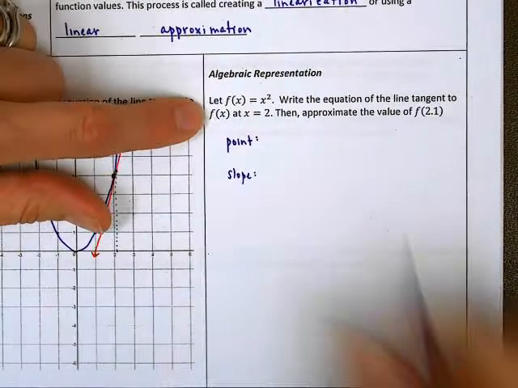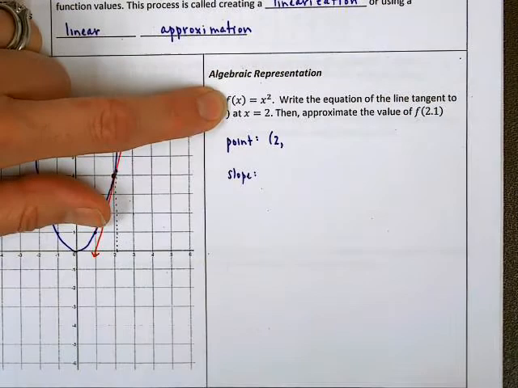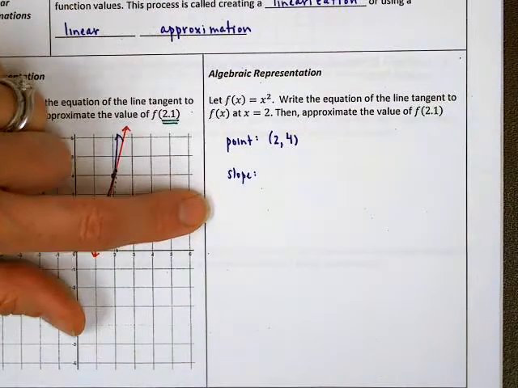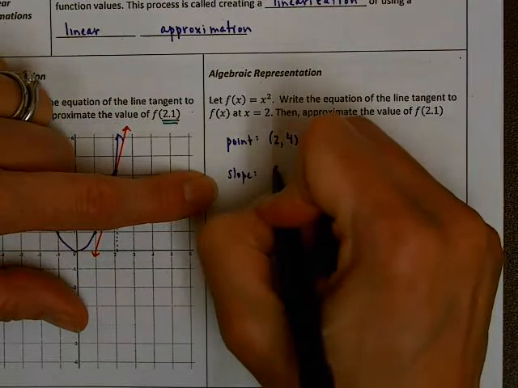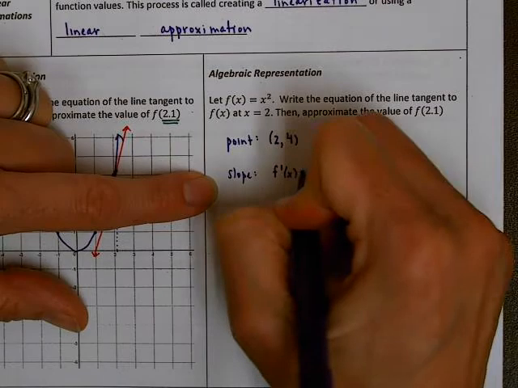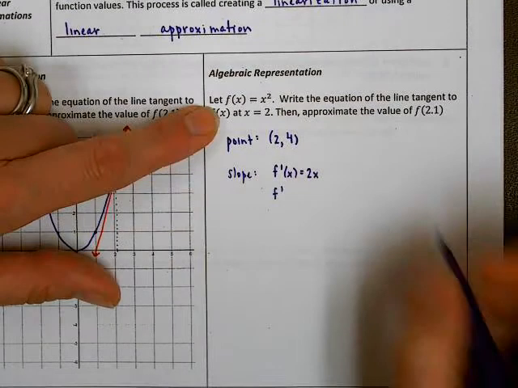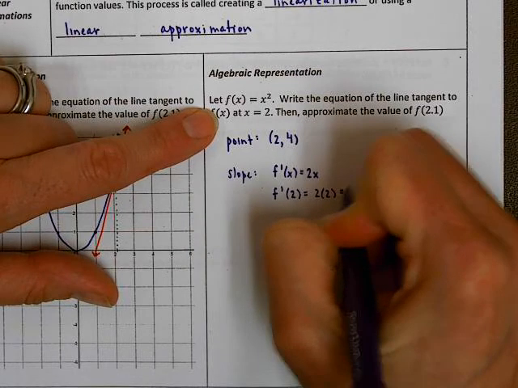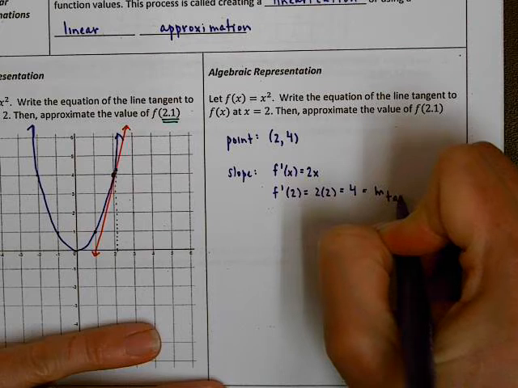Now the point, since my x value is 2, I know my y value is going to be 2 squared, which is 4. For my slope of the tangent, I know that's just the derivative of the function. So my derivative is 2x. So then I'm writing the tangent at x equals 2. So f prime of 2 is 2 times 2, which is equal to 4. And that's going to give me the slope of my tangent.